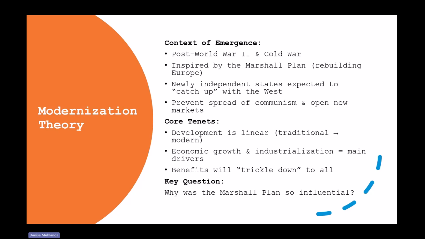So the theory's foundational idea was that economic growth and industrialization, like that seen with the Marshall Plan in Europe, would trickle down and lead to development everywhere. And that's when the colonial theory said, that doesn't make sense. Maybe the colonial theory will do a better job. Okay?